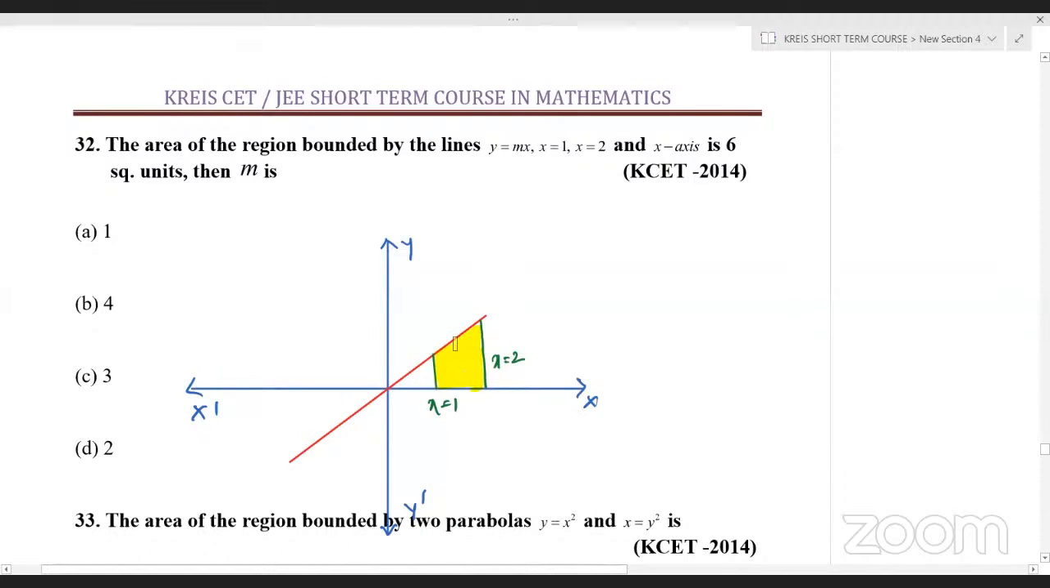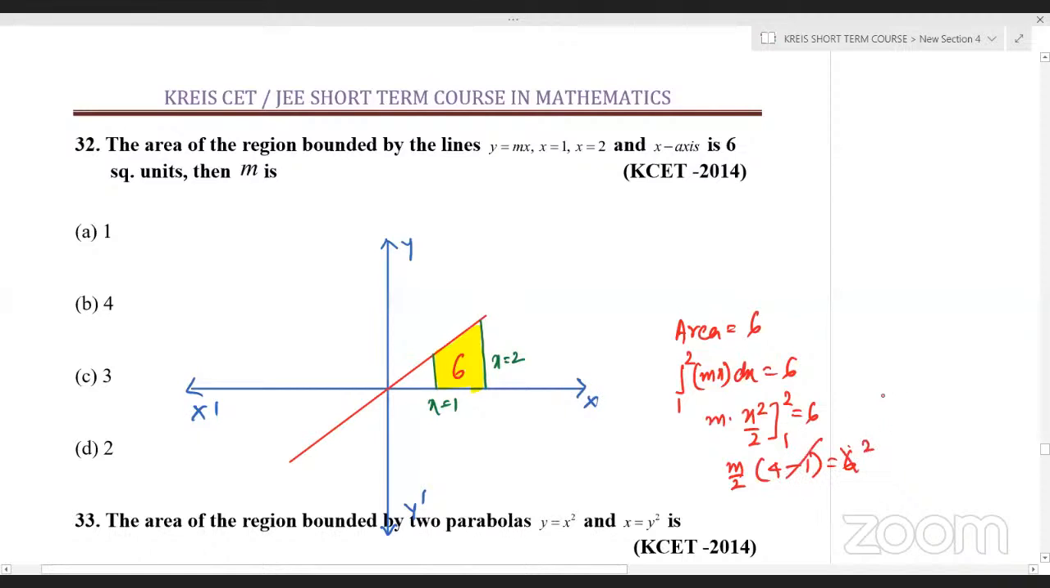It is given that the area is 6 square units. Now what is going to be the value of m? The required area is nothing but the integral from 1 to 2 of y, which is mx, into dx, equal to 6. Now this m comes outside. X square by 2 evaluated between 1 and 2 is equal to 6. M by 2 into x squared, at x is equal to 2 it is 4, minus 1, is equal to 6. 3, 2 times it goes. So m is equal to 2 into 2, you get 4. Therefore, the value of m is going to be 4. Option B is going to be the correct answer for this question.